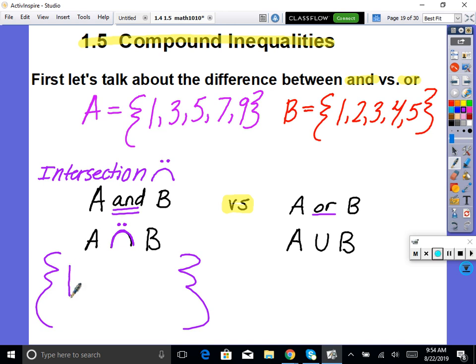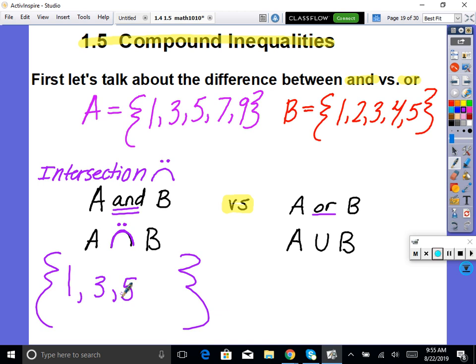So 1 gets to go. How about 3? Is it in both? Yes. How about 5? Okay, moving on. 7, 9, 2, 4, no, so it's picky. Do you see how and is only where they intersect? Yes, where it's in both.